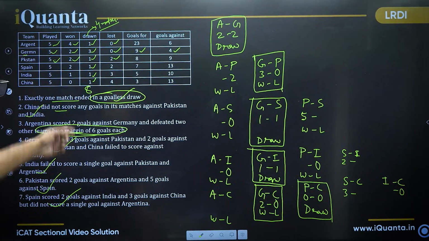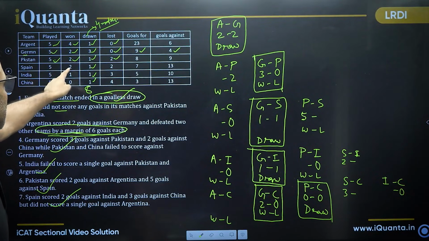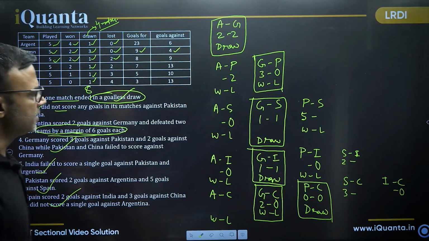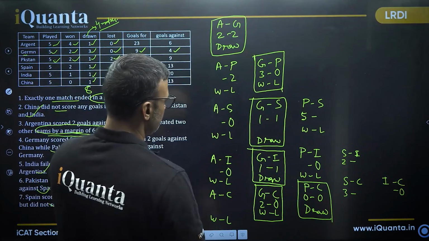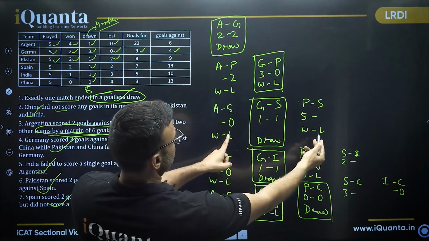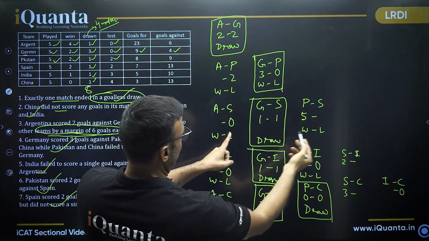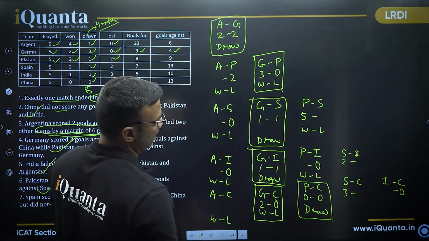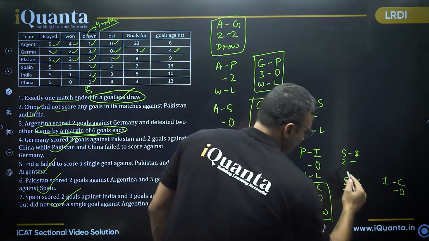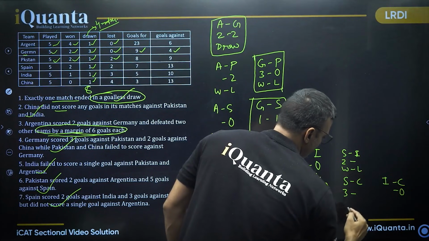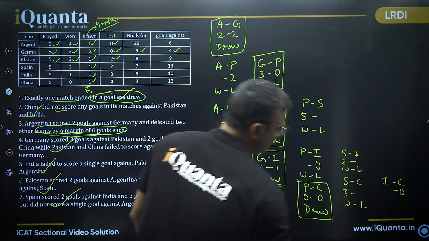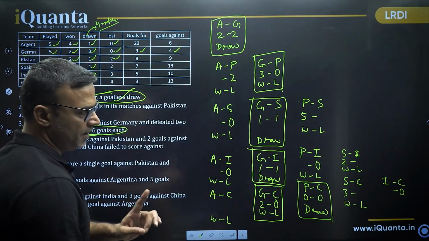Right, stored it. Spain, 2 wins, 1 draw, 2 losses. Spain, you see, 2 losses and 1 draw are very clearly visible. So these 2 matches, Spain must have won. 1 loss, 1 loss. Right? Very carefully. Very, very carefully.